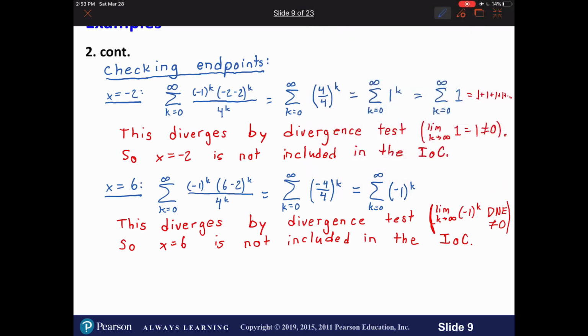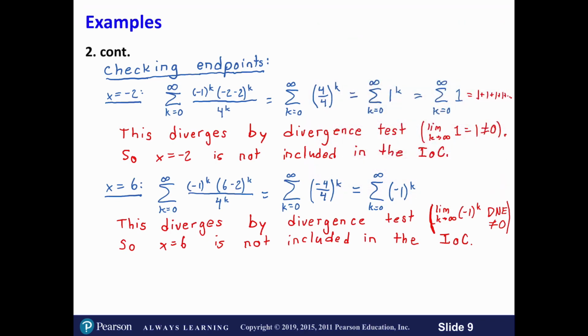All right, and so the final conclusion here is that since neither endpoint converged, we have that the interval of convergence is -2 to 6 with parentheses on both of those, and the radius of convergence is 4.